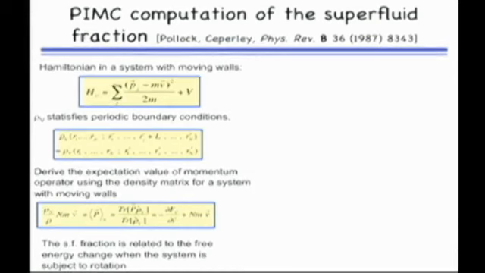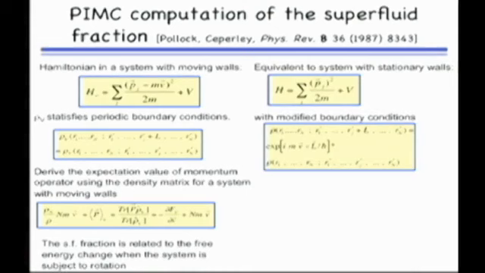So you can determine the expectation value of the momentum operator in an exact quantum mechanical or path integral Monte Carlo simulation, and that then determines your normal fraction. The proportionality between momentum and velocity is the normal fraction of your Hamiltonian, and it's related to the free energy difference between a rotating and a non-rotating fluid.